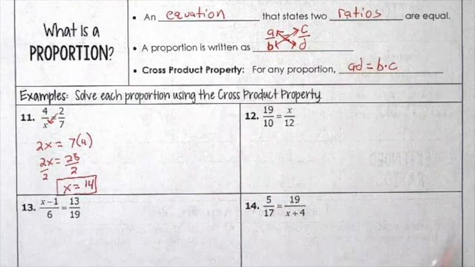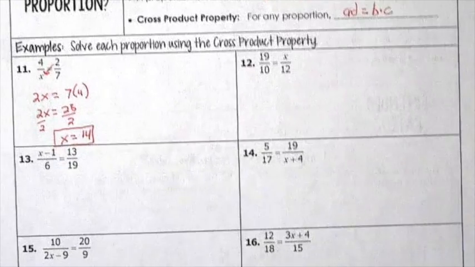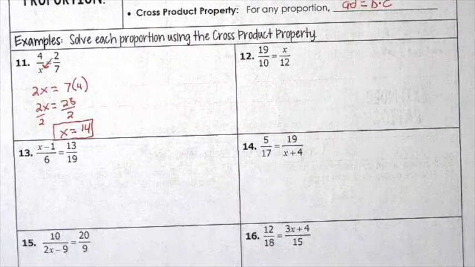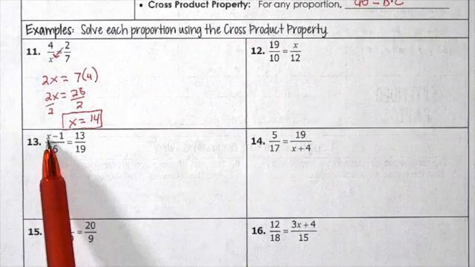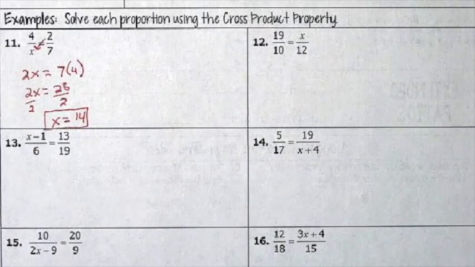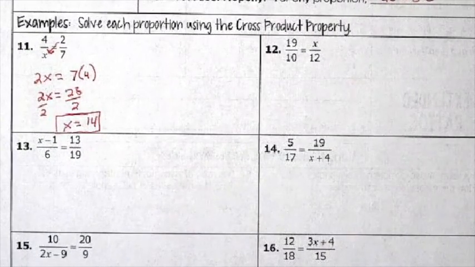All right, I'm going to only do the odds on this side, and then I'm going to let you guys practice. So number 13 looks a little bit different, and you've got to be careful with this type of proportion because now we don't have x all by itself in the top of that proportion on number 13. We've got x minus 1 over 6 is equal to 13 over 9.